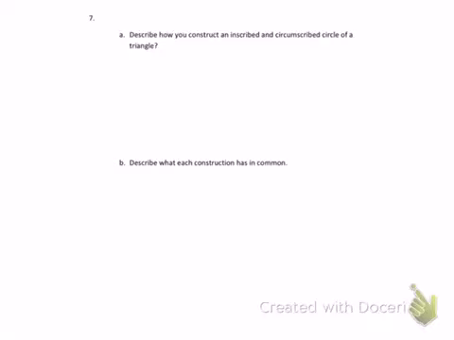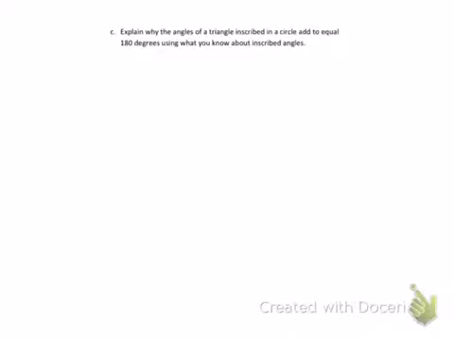And this one, describe how you construct an inscribed and circumscribed circle of a triangle. What you need to do is look up at the anchor charts on the wall and see if you can fill in the blanks there. On this one, describe what each construction has in common. Again, look at the anchor charts and see what they have in common there. Explain why the angles of a triangle inscribed in a circle add up to 180 degrees using what you know about inscribed angles. Make sure you also use what you know about circles.